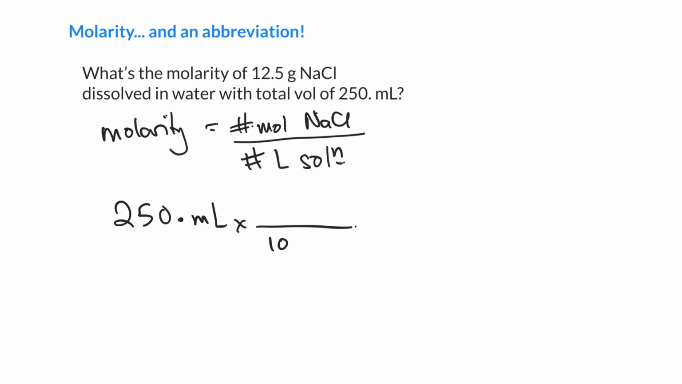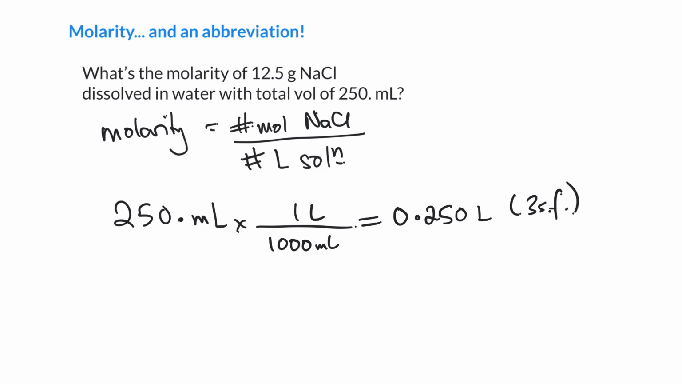There are 1,000 milliliters exactly in a liter. That's an exact conversion, and we can see that dividing by 1,000 is just the same as moving the decimal place 3 over, so 0.250 liters. And that, if we're paying attention, has 3 significant figures.